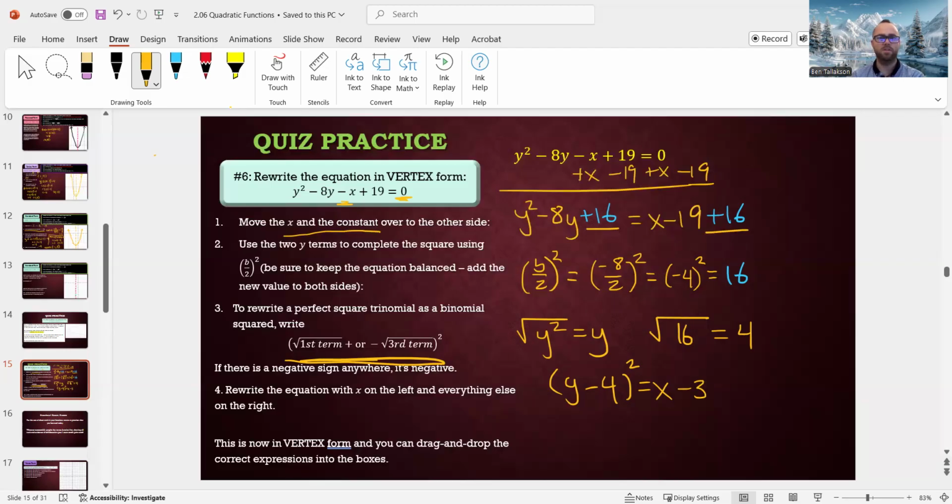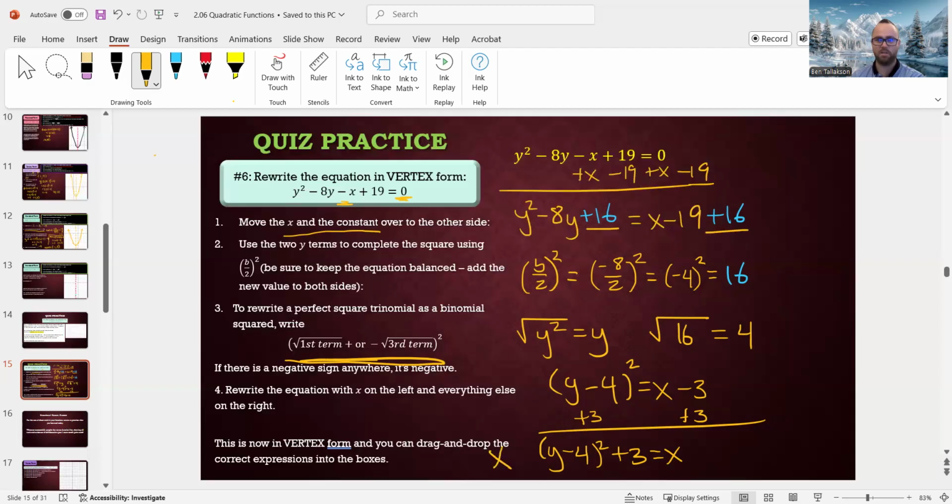That's looking real close to vertex form, isn't it? But what do we want moved? We'd like to have the x by itself, right? And remember, when you have your binomial squared, that constant being added or subtracted should be on the same side. So I'm going to add 3 to both sides, and I'm going to write it at the end like that, because that's what we're used to seeing vertex form look like. Now it's in vertex form, and we've successfully completed this.